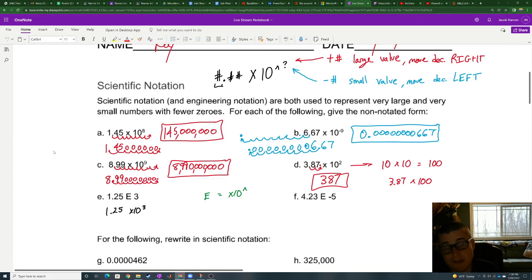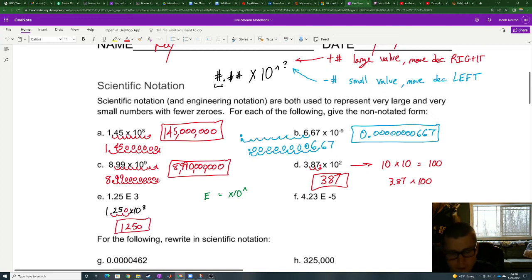And now, it's the same thing as the last problems we did. When it says times 10 to the third, that third means a positive 3, so it means it's a very large number, right? So if it's a very large number, that means I'm going to move the decimal to the right. 1, 2, 3. And then I have to add a 0, right? I have to add a 0. So this is 1,250. That's all.